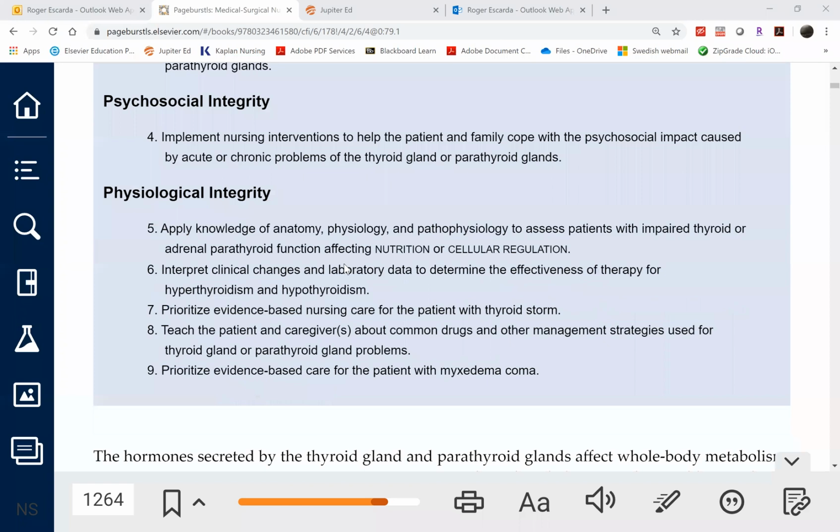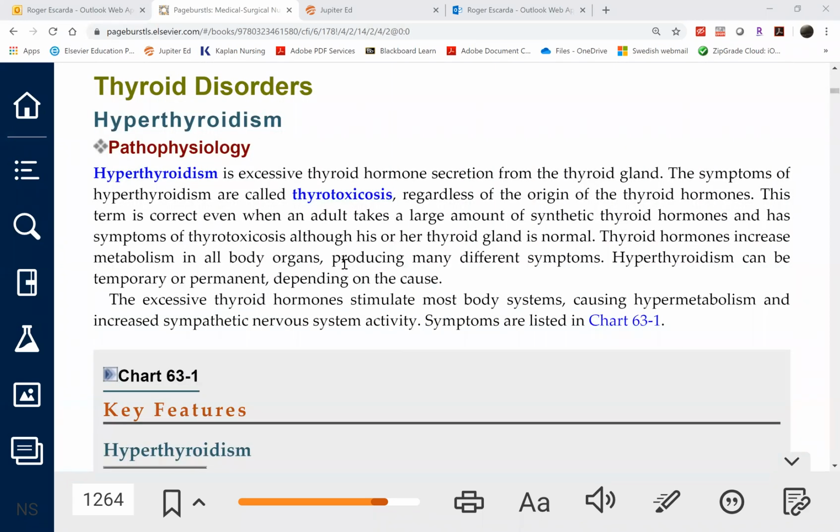Chapter 63, let's start with thyroid disorders. This is very similar in idea to chapter 62. All endocrine problems are actually like that. So we always have only two problems.